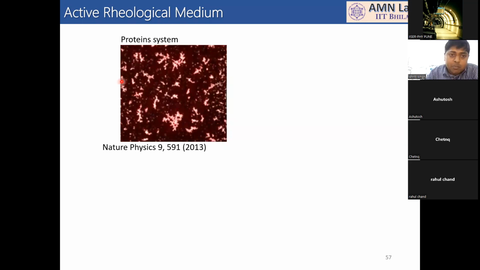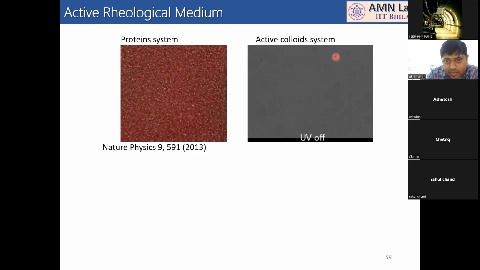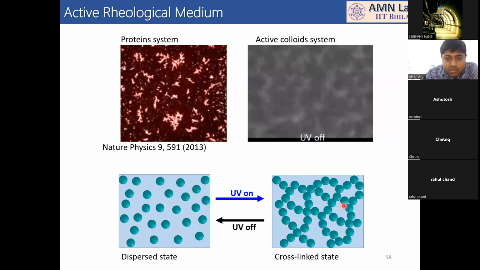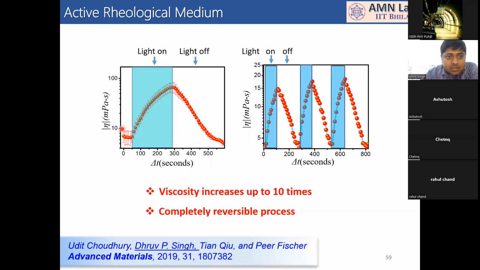So we thought that these micromotors, which have the ability to capture or interact with the surrounding passive particles, can be used for forming artificial active rheological mediums. Here we tried the micromotors in a medium fully filled with silica passive particles, mixed with the micromotors. When you turn the light on, you see that this also forms a similar cross-linked or network state. Going from this dispersed or homogeneous state to the cross-linked network state, we also see a rise in the viscosity. When you turn the light on, viscosity increases by 10 times, to 100 millipascal seconds, and when the light is off, it goes down. Because it's governed by the light intensity, you can do it in multiple repeated cycles.